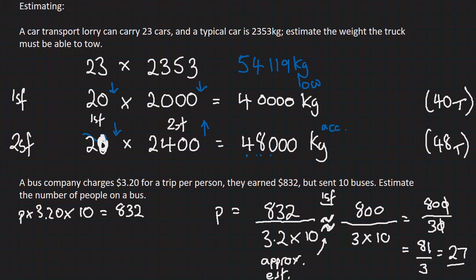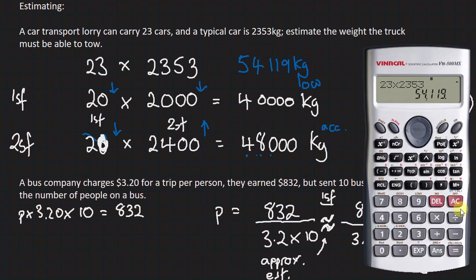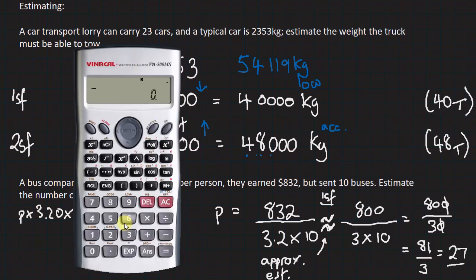If I pull in the calculator now, the calculation we were actually doing was $832 shared by $3.20 per person multiplied by 10 buses, and the result of that should be the number of people, and that says 26. So it's saying there are 26 people. We've said there are about 27 people. For an about statement, that's pretty good.